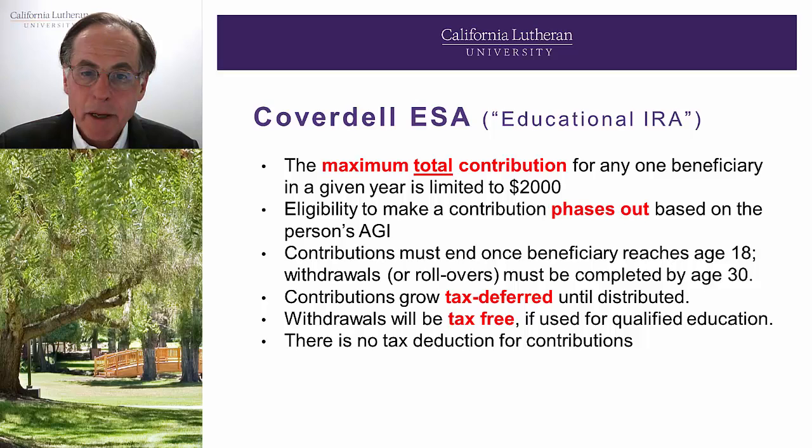Withdrawals can be used to pay for tuition and fees at primary, secondary, or higher education institutions. If the funds are not needed by the child, the entire Coverdell ESA can be rolled over to the educational savings account of another family member. However, the rollover needs to be completed by the time the beneficiary reaches age 30. Note that the contributor does not get to deduct the amount of his or her contribution to the Coverdell when calculating his or her federal tax liability.